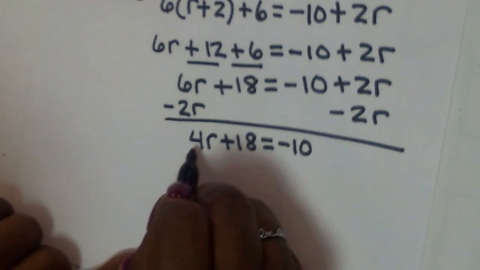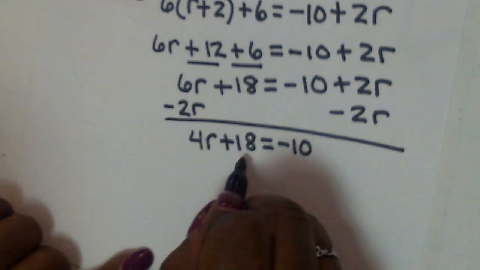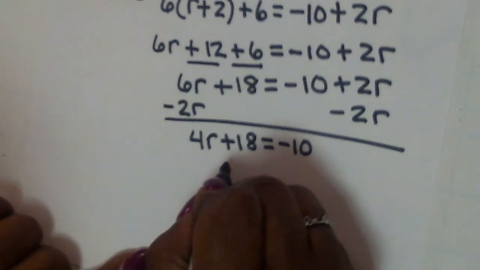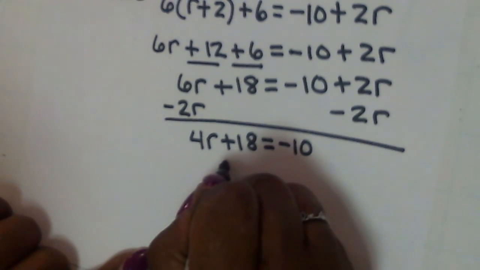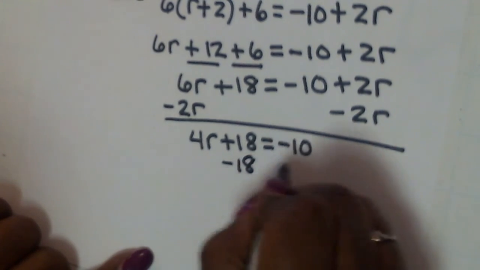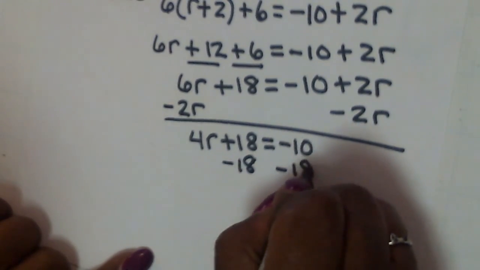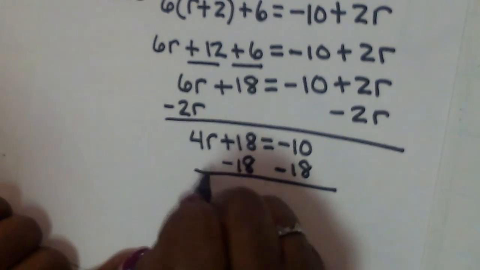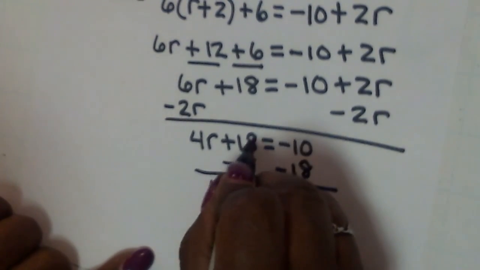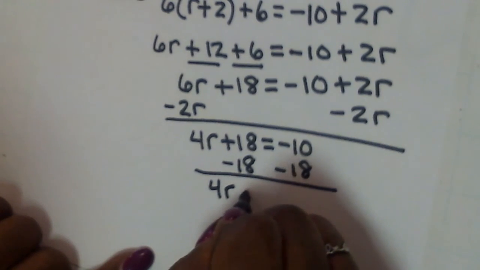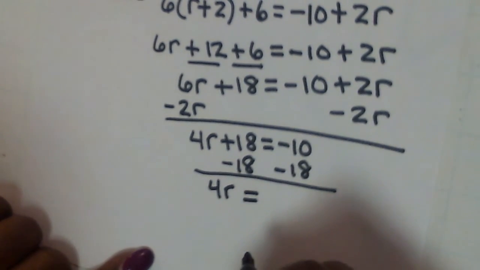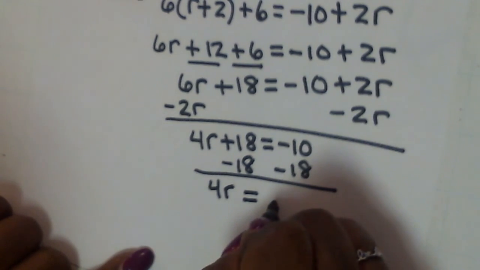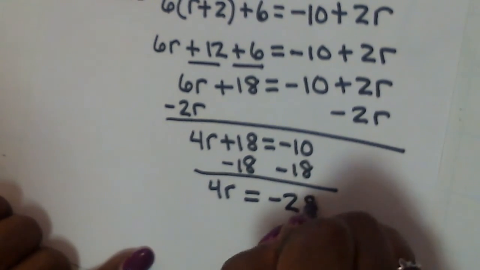So I need to move the 4. I need to move the 18. I will move the 18 first. It's asking me to add, so I will subtract. And I will subtract 18 on both sides. Now, when I do, I will bring the 4r down. 18 minus 18 is 0. So, I'm not going to write the 0. Negative 10 minus 18 is negative 28.